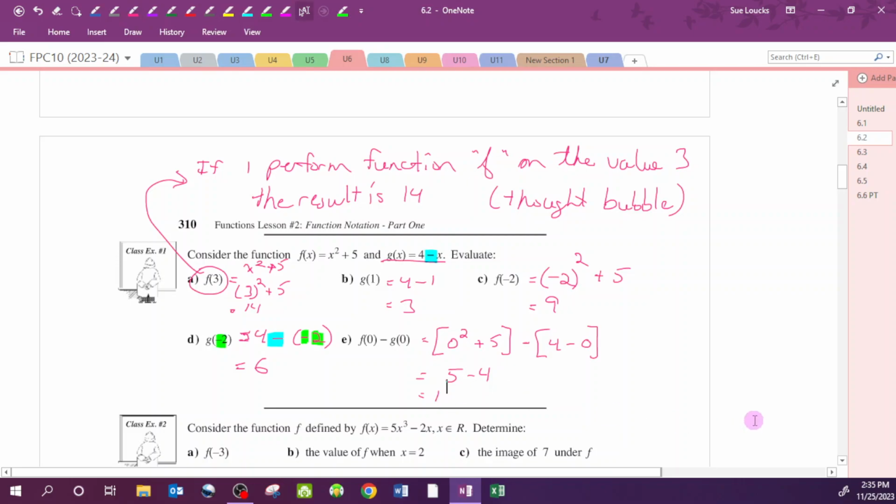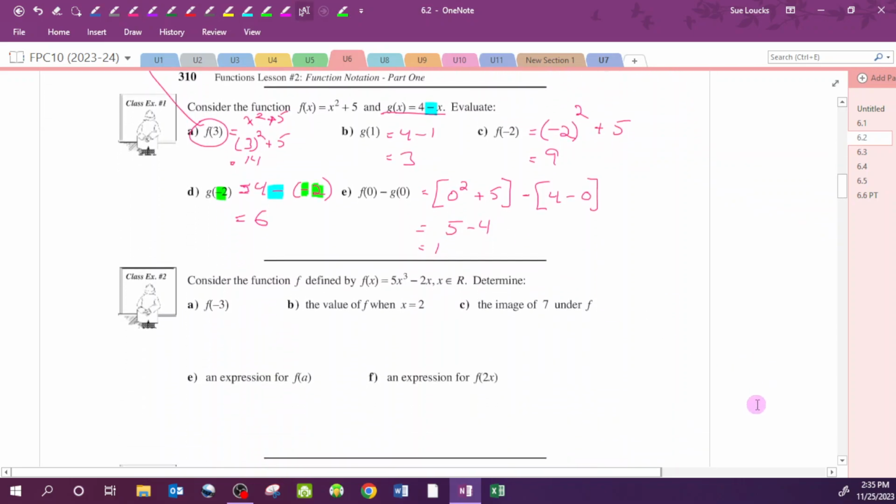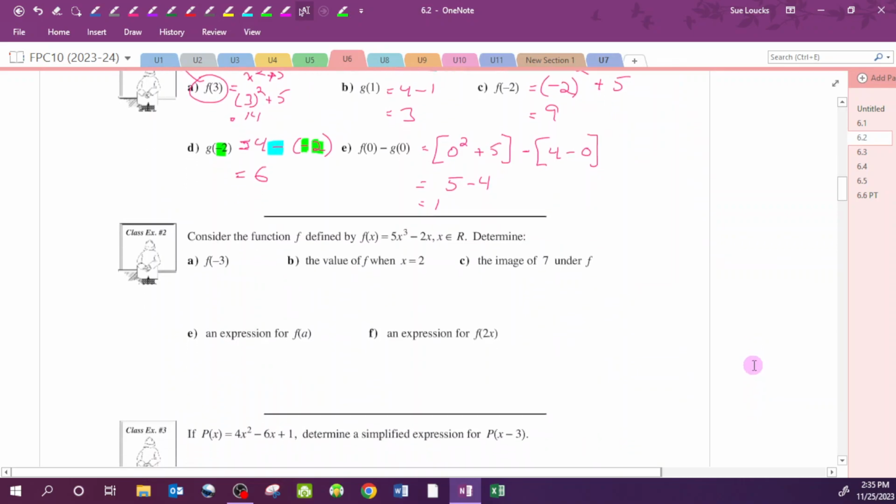All right, I'm hoping you're finding this pretty straightforward. It's just instead of having x and y, your f of x is your y value, but it kind of has the x information in it, if that makes any sense. Anyway, let's just do some more examples.